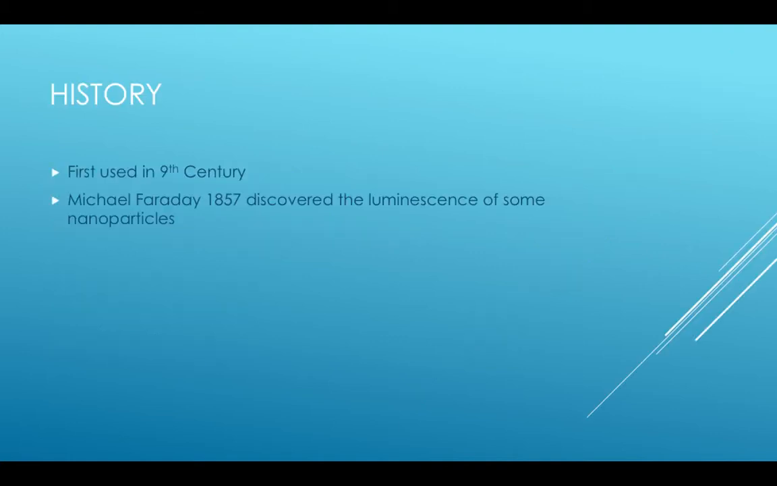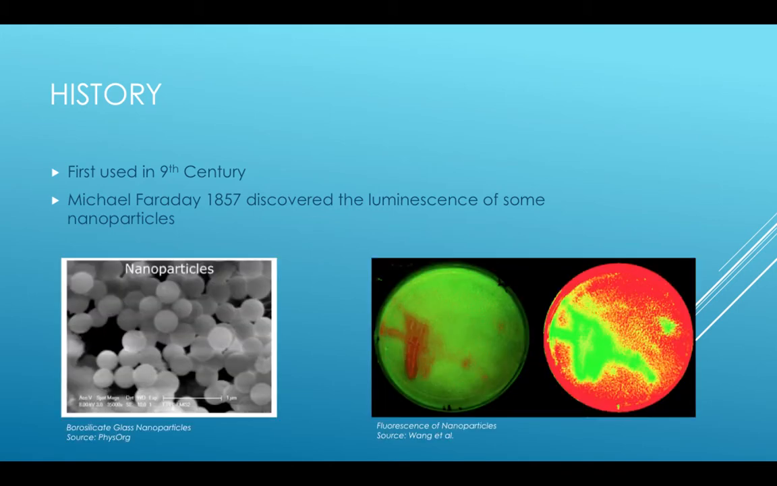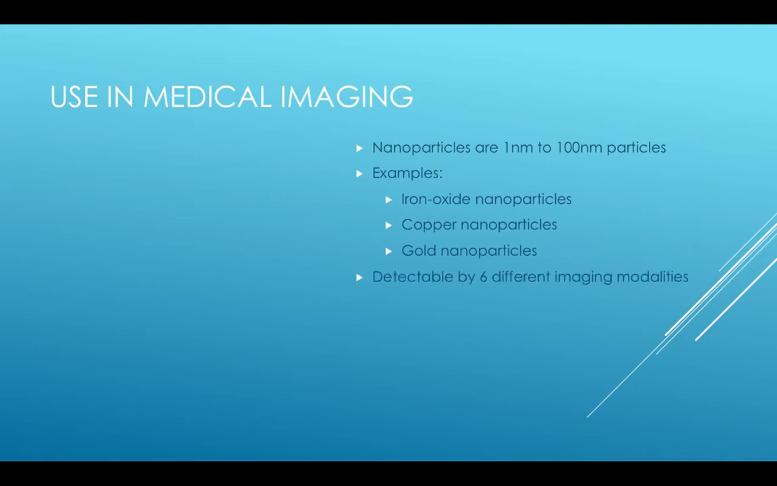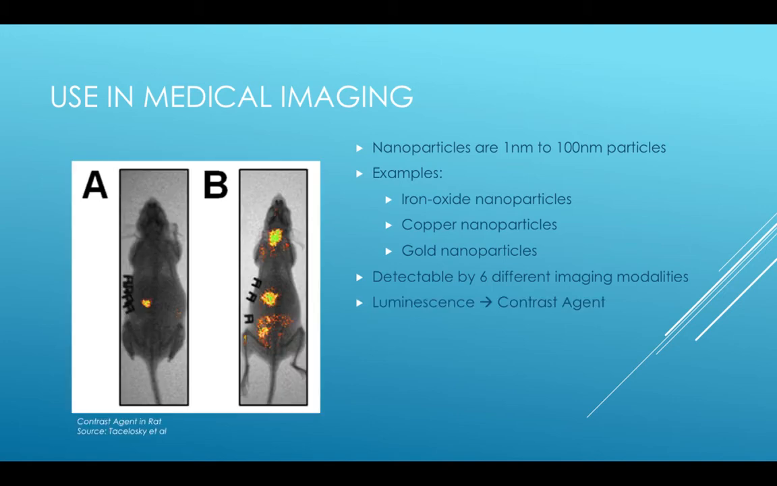Firstly, it's quite interesting to note that the use of nanoparticles dates back to the 9th century, where they were used to provide a glittering effect on clay pots, but they were actually unaware of why this effect occurred. Michael Faraday first observed the optical properties of nanoparticles in 1857. They're described as any particle from the periodic table between 1 and 100 nanometers, but they're most commonly metallic, for example copper nanoparticles. They are applied in medical imaging as injectable contrast agents, and their luminescent properties allow them to be detected by up to 6 different imaging modalities.